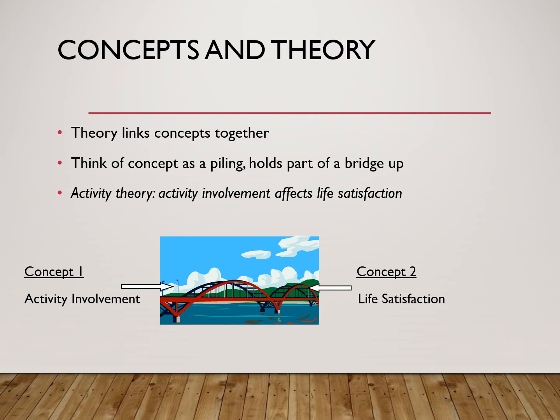Next, we'll look at how theory connects 2 concepts together. And we'll look at this kind of like a bridge. So, our first theory is activity theory. Activity involvement affects life satisfaction. So our concepts are activity involvement, which we can directly observe, and life satisfaction, which is an abstract concept. But we're going to link them saying one is related to the other.